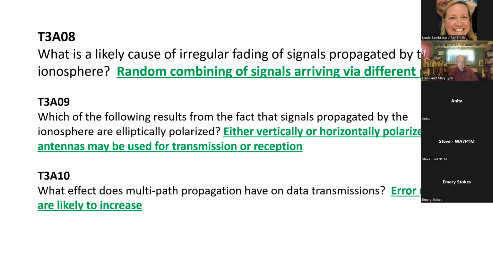Now you might ask yourself, well, if that's the case, why don't we always use elliptically polarized antennas? Well, the thing is, one, they're difficult to make, and two, they are not as efficient as a vertically or horizontally polarized antenna, depending on the situation.